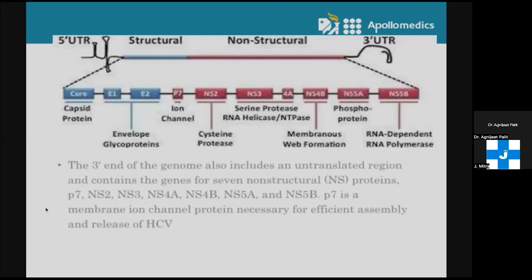So this is just a picture depicting the genome. This is the 5' end, this is the 3' end. These are the structural proteins and these in red are the non-structural proteins. So what are the non-structural proteins? They are denoted as NS for non-structural. So we have NS2, 3, 4A, 4B, 5A, 5B and a P7 protein, which acts as an ion channel that is necessary for the efficient assembly and release of the HCV particles.